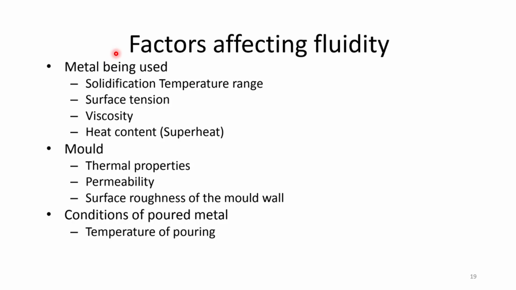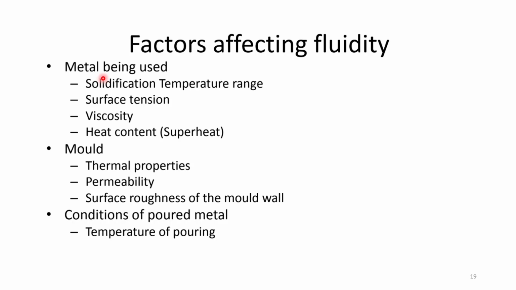Now next is the factors affecting fluidity. So fluidity is required for sand molding where you are making some complex shapes. If the shape is very complex, then every corner should be filled completely. So for that your material should have good fluidity, and this fluidity also depends on some characteristics of the mold and the metal that you are using and the conditions of the poured metal.